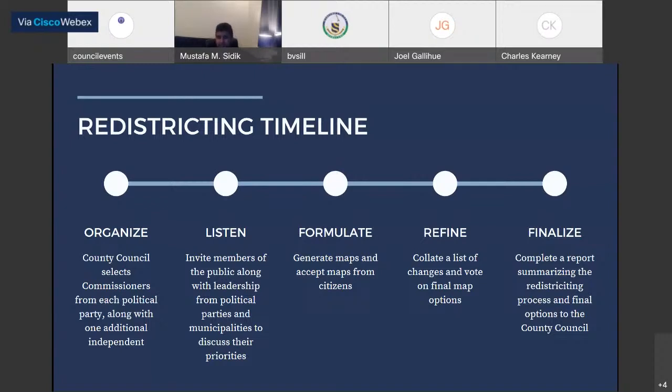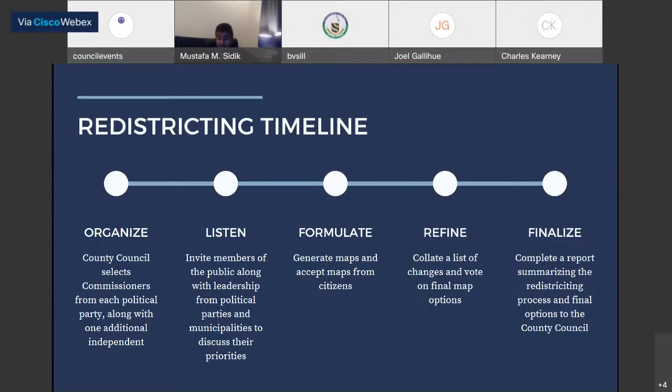Like I said, we're in the refinement stage, so we are collating a list of changes and intend to vote on a final suggestion for the county council. And that vote will tentatively occur on Monday. Currently, what we're doing tonight is we want to make sure that we provide an opportunity for folks that may not be able to get to our meetings to have an understanding of the maps, and if they wish to provide feedback, they can before that Monday date.